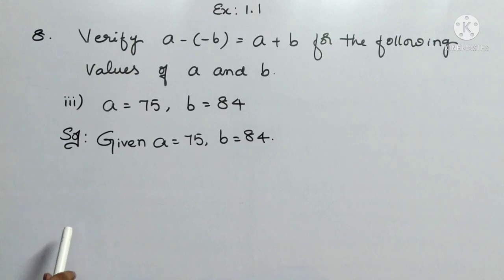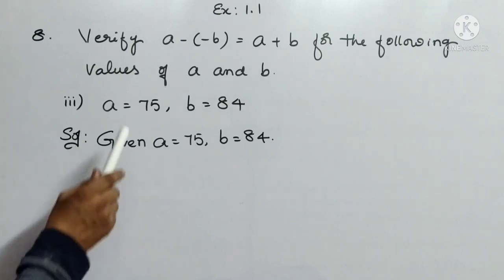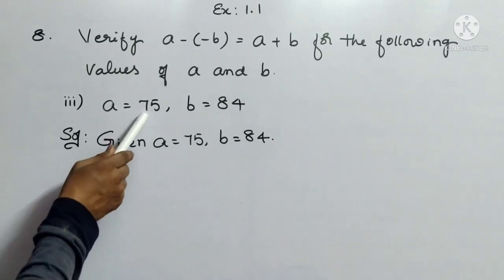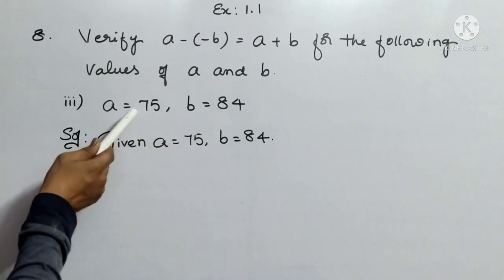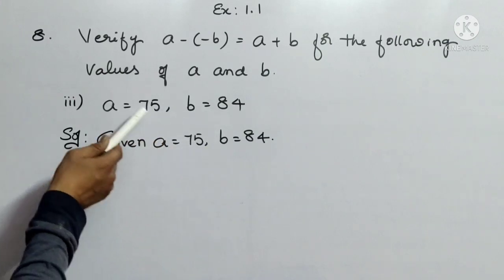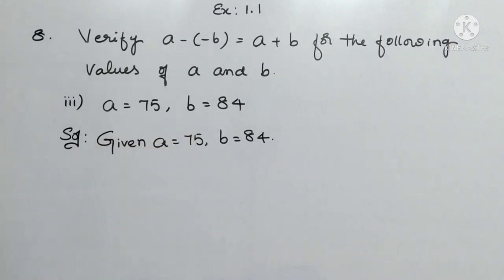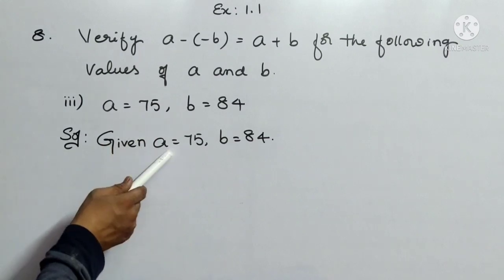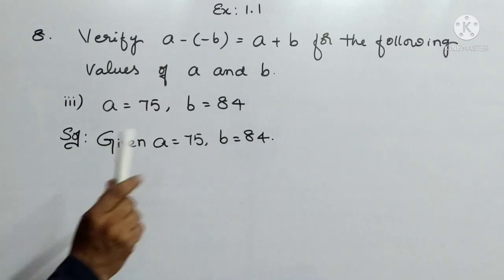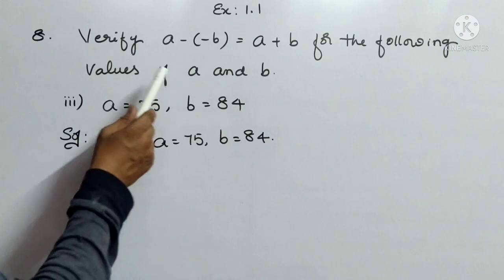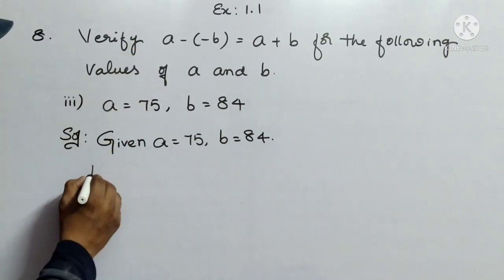Sir, why will it go wrong in the first step only? When you are copying the values of A and B, you have to see that both the values are the same or not. Then only you can proceed further. Otherwise, in the first step itself you are committing a mistake. Okay, next LHS.